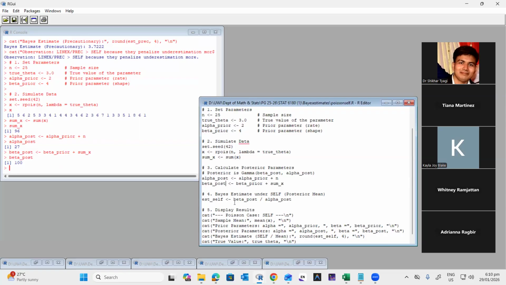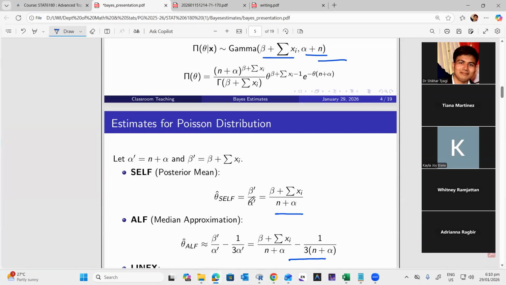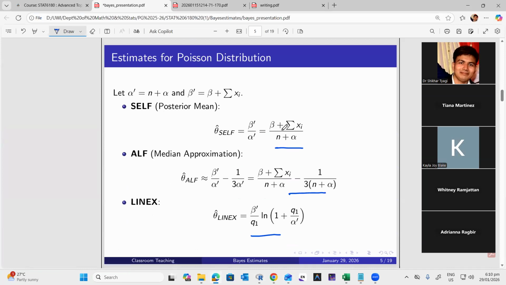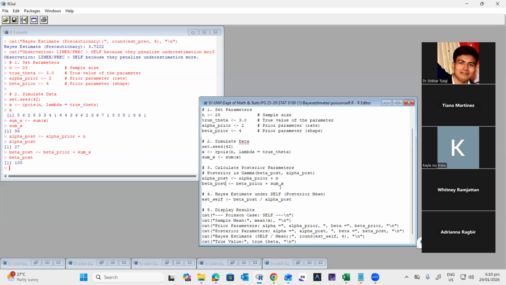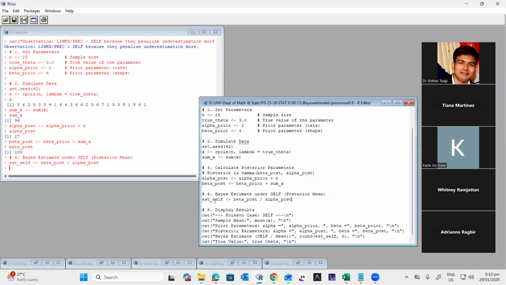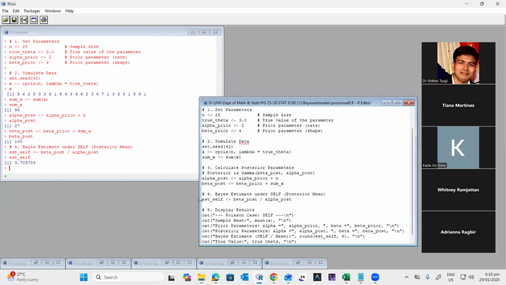We get it in closed form, so we simply need to write down the formula for the Bayes estimate of theta under squared error loss, which is beta dash divided by alpha dash, that is, beta post divided by alpha post here. So the Bayes estimate under squared error loss for sample size 25 is 3.70.